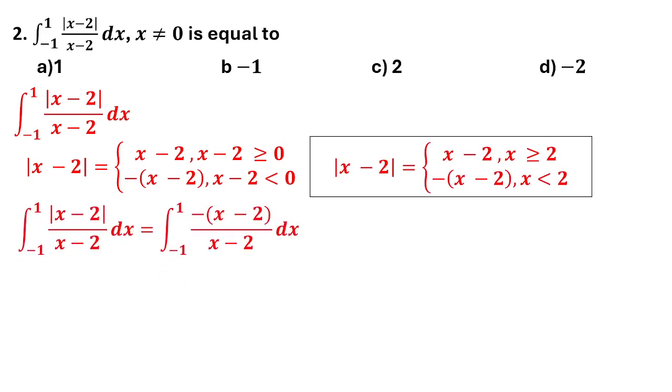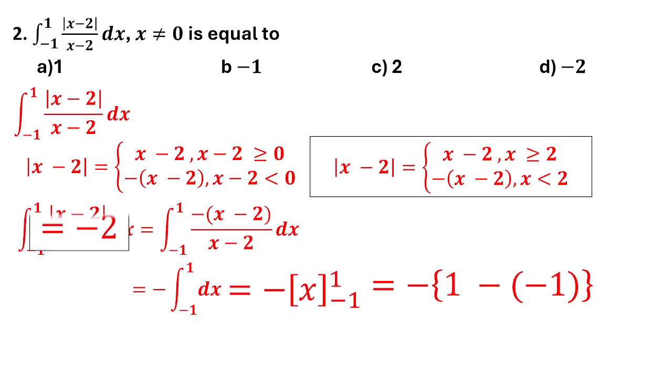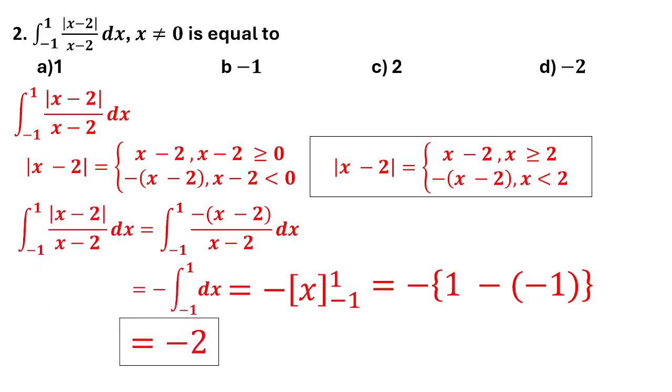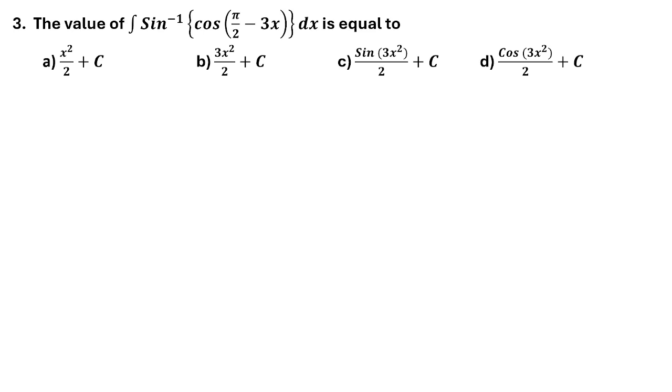Therefore, we have to find the interval now. It is minus 1 to 1. Minus 1 to 1 is less than 2. Therefore, modulus x minus 2 is totally minus of x minus 2. Now you can find it. Therefore, the final answer is minus 2. Therefore, option D is correct. Go to question number 3.